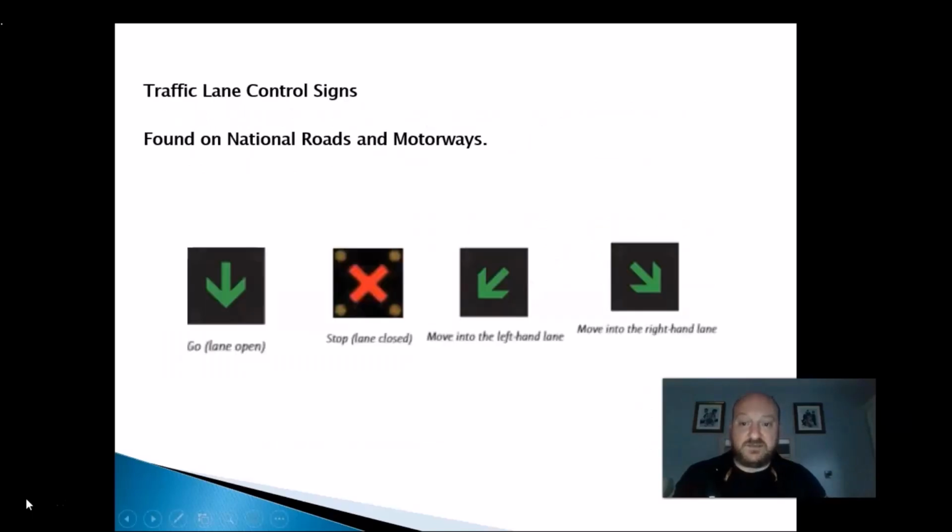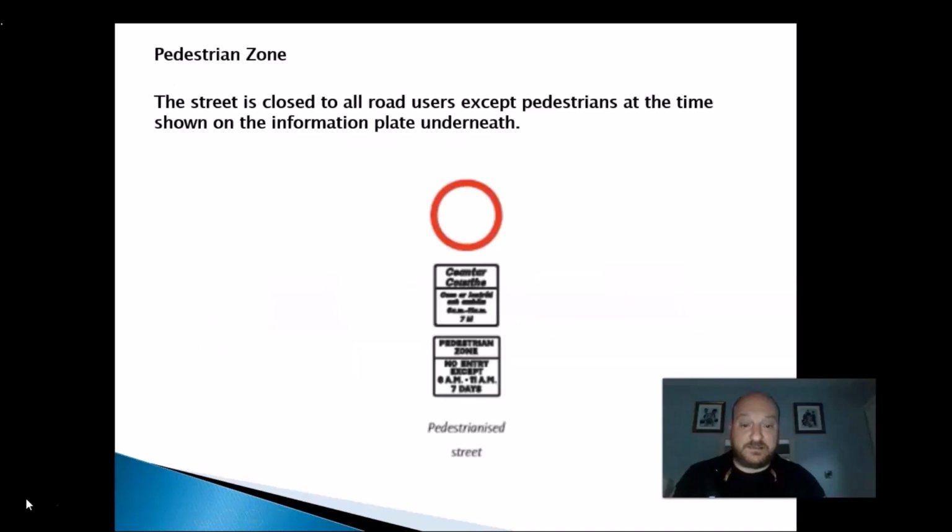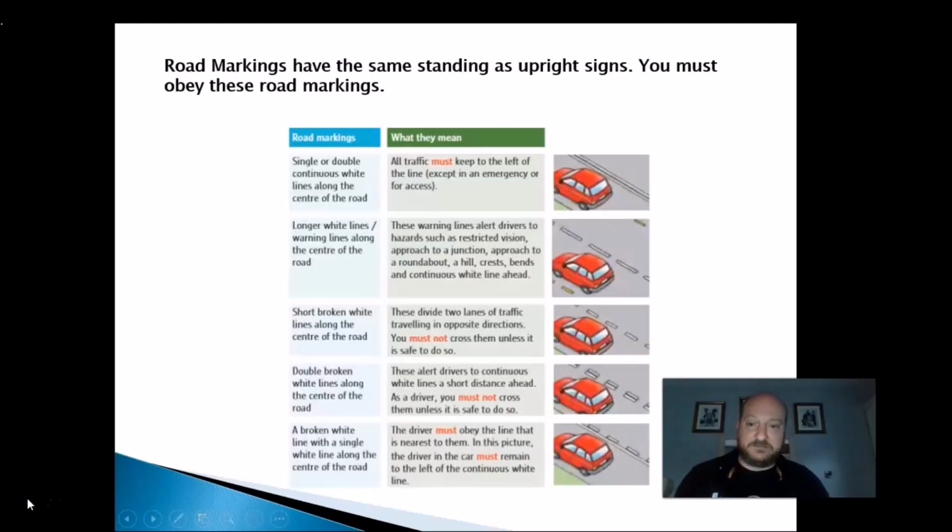Traffic lane control signs found on national roads, motorways, tunnels. This is a pedestrian zone. This is one of the funny signs that you need to know because there's nothing in it to help you. It's just a blank sign with a red border. So you need to know that that sign means pedestrian zone. No vehicles, just pedestrians. And in this case, it's between certain times.